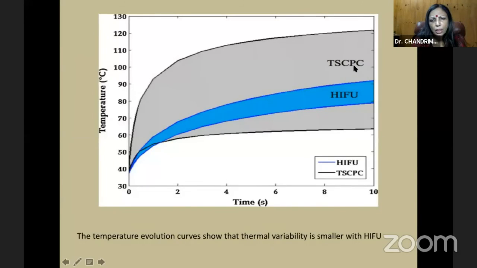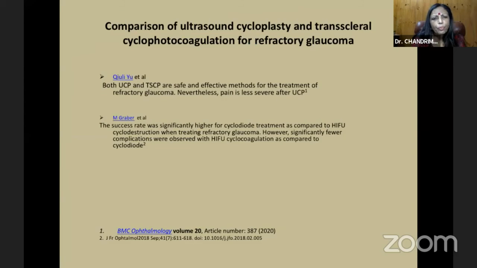The difference between TSCP and the high intensity ultrasound that I showed you is that the energy is concentrated over a smaller area rather than a larger area. So it is actually preferable to transscleral photocoagulation. Comparing the two, I found Yu et al.: both UCP and TSCP are safe and effective methods for the treatment of refractory glaucoma. Nevertheless, pain is less severe in UCP.